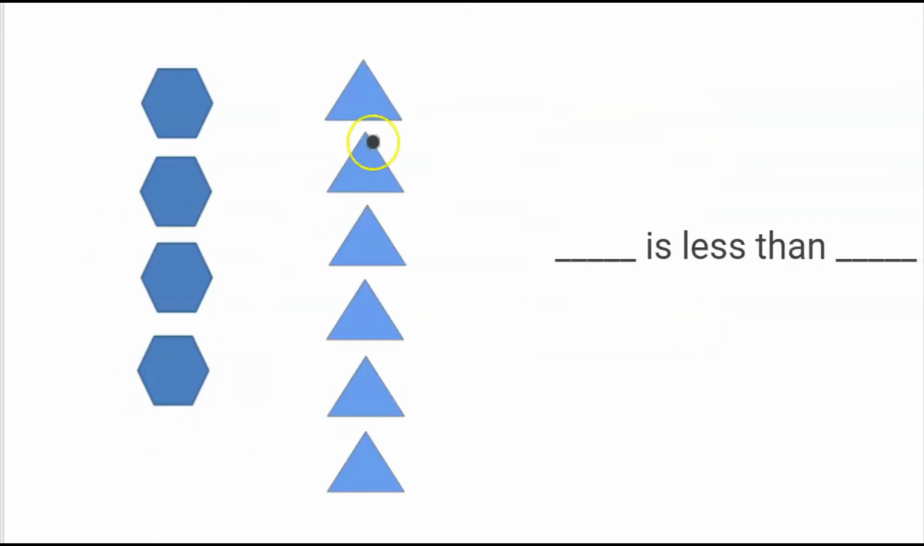Let's look at these hexagons and triangles. I'm going to draw my lines first before you go off and count them and decide which one is less. Your teacher's going to pause the video. You're going to count the hexagons, you're going to count the triangles, and then decide how we can complete our less than sentence.